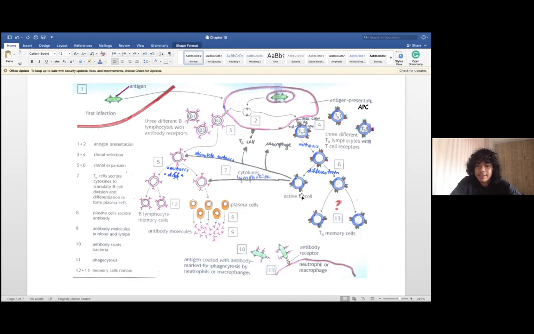So the active T helper cells secrete cytokines to stimulate mitosis of B cells. So without cytokine, B cells cannot secrete antibody. So it is important that our T helper cell count is actually quite high or sufficient. So the B cells can undergo mitosis and differentiate into B lymphocyte memory cells and plasma cells. So the plasma cells are the ones that secrete antibody molecules.